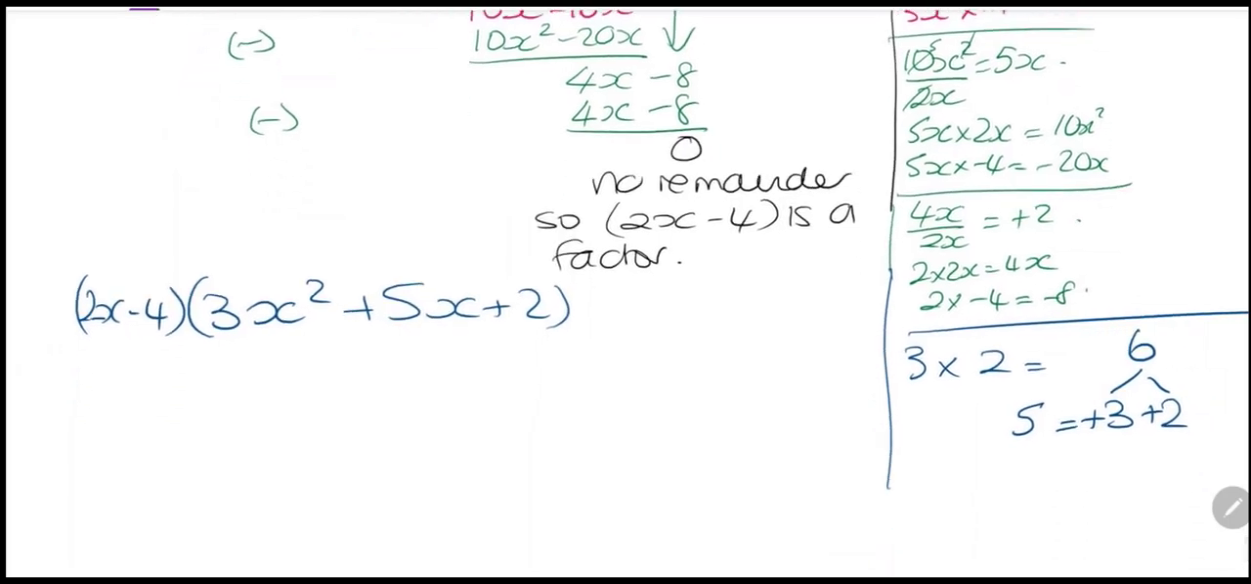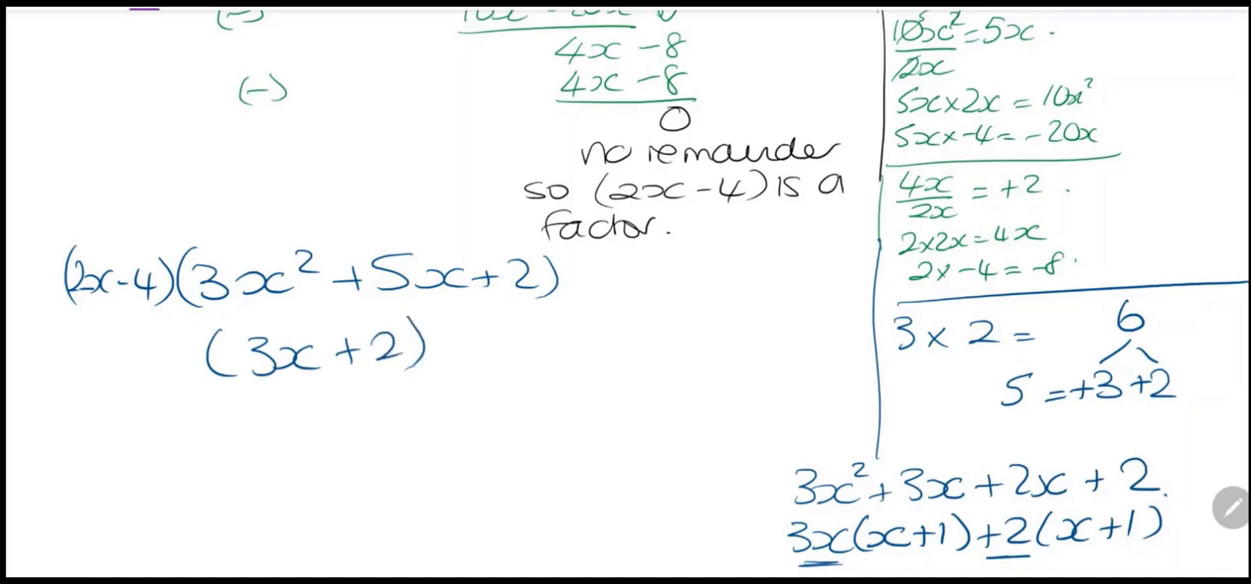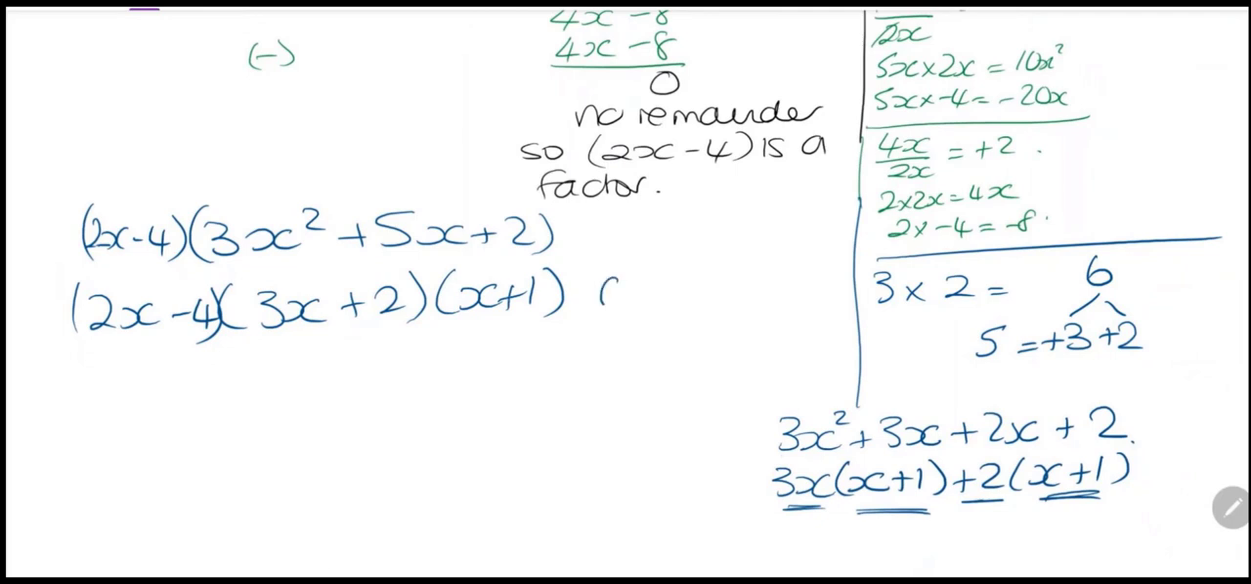So we need to rewrite because there is a coefficient. So 3x squared plus 3x plus 2x plus 2. And then we're going to factor. So 3x will leave us with x plus 1. And if you factor with 2, this will leave us with x plus 1. Combining the terms, we'll have 3x plus 2 and then we'll have x plus 1. So now we have factored, these are the factors of our function.